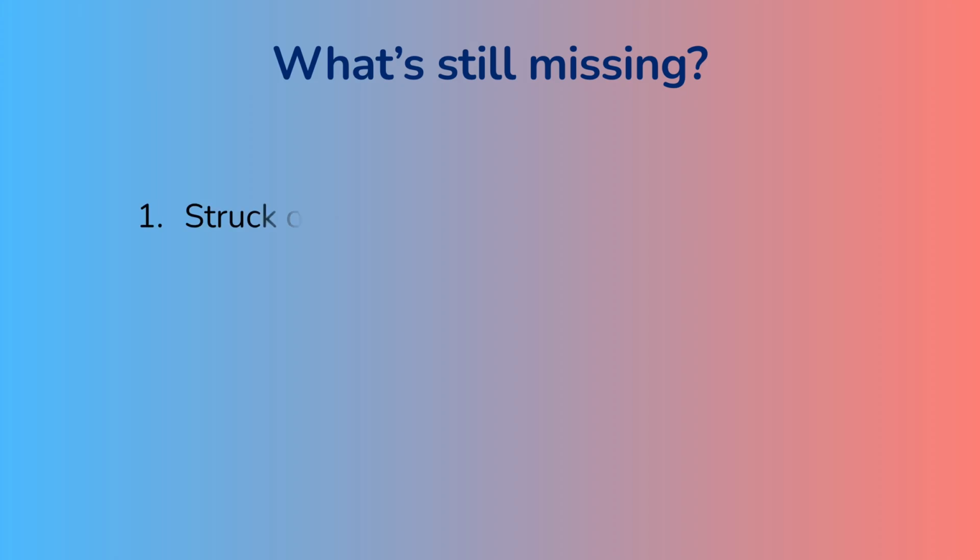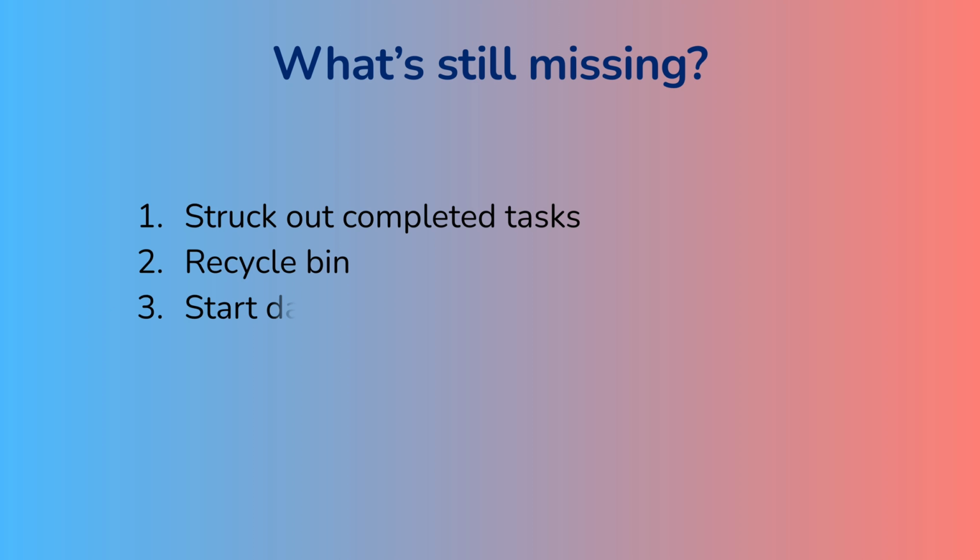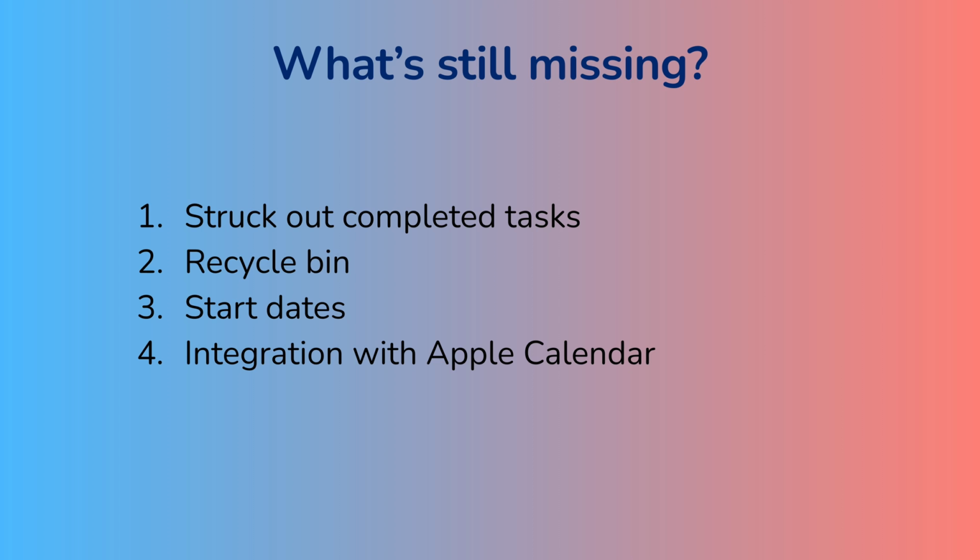These include striking out completed tasks for easier differentiation with incomplete ones, a recycle bin for recovering to-dos that we have accidentally deleted, start dates for our to-dos, they are crucial for get things done apps, integration with Apple Calendar, that way we can see all our plans in one place.